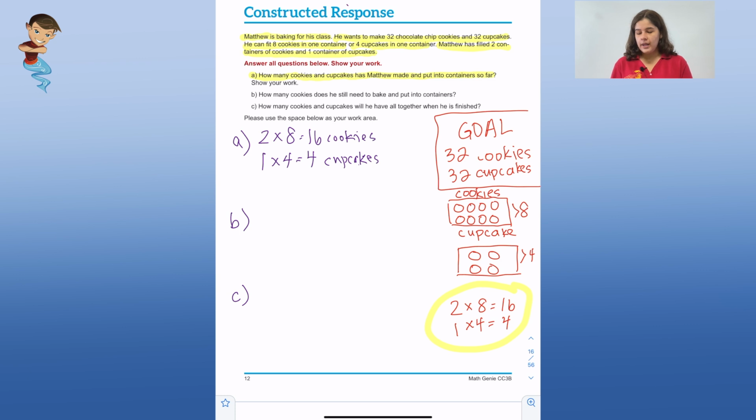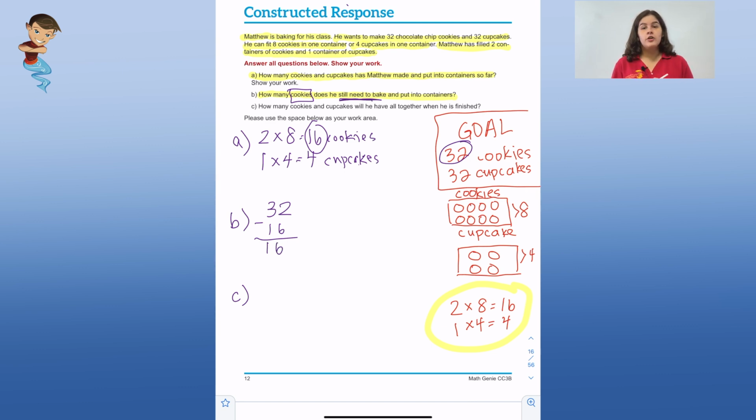Our second step, we have how many cookies does he still need to bake and put in containers? So there's 2 things we need to understand from this question. How many cookies? Our focus is only on cookies, not on cupcakes. How many does he still need to bake? So for this piece, we need to know what his goal is, as well as how many he's already made. His goal was 32 cookies, and then we are going to subtract how many he has already made, which is 16, to get our answer of how many does he still need, which is 16.